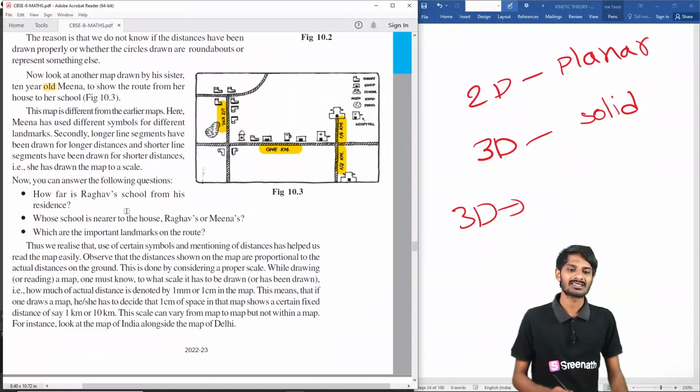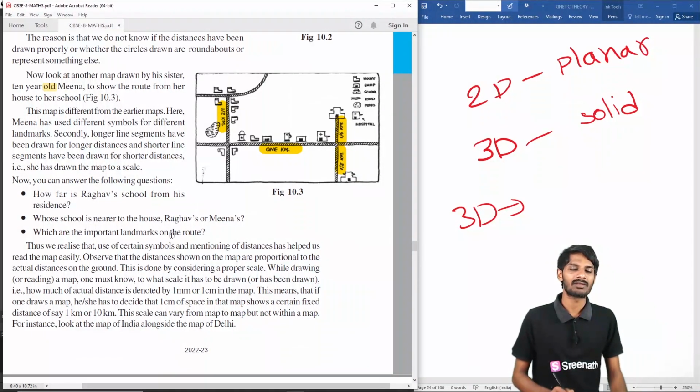Now can you answer the following questions? How far is Raghav's school from his residence? Raghav's school is this, and it is 1/3 kilometer, 1 kilometer, and 1/2 kilometer. If you add these, you will get that answer. Whose school is nearer? If you see, it is 1/4 and it is 1/3. So 1/4 is smaller, so this school is nearer, as the other two distances are the same for both.